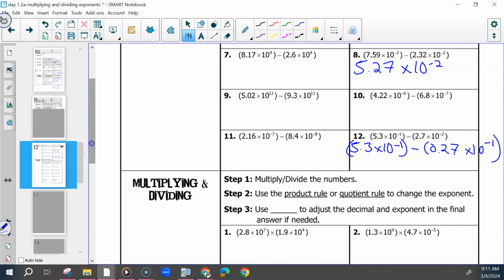Now we have common exponents. Then we can subtract the 5.3 and the 0.27 to get 5.03 times 10 to the -1. With your subtracting, if you change one of them but get a negative number, something is off there, so be careful.